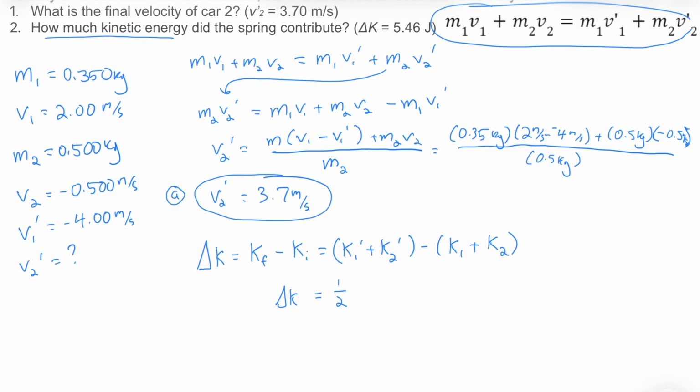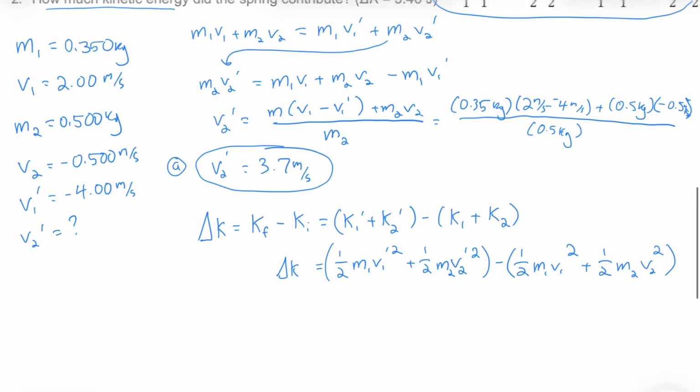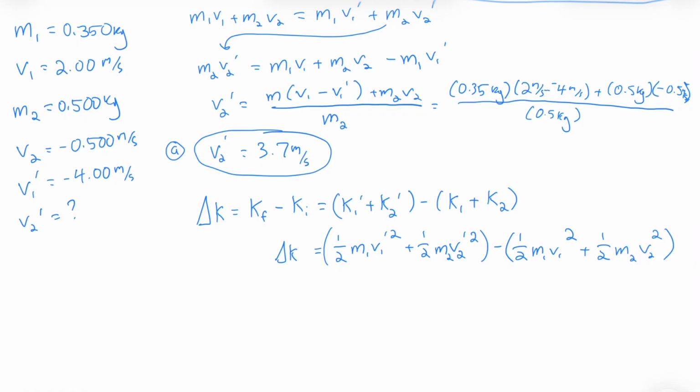We can break down each of our kinetic energy terms into 1/2 times the mass of that object, which in this case is the mass of object 1, times the final velocity for object 1 squared, plus 1/2 times the mass of object 2 times its final velocity squared. And we'll subtract out the kinetic energies of both from the beginning, right? So the mass of object 1 times its initial velocity squared times 1/2, and then the mass of object 2 times its initial velocity squared times 1/2. And then we just want to plug in numbers for all this.